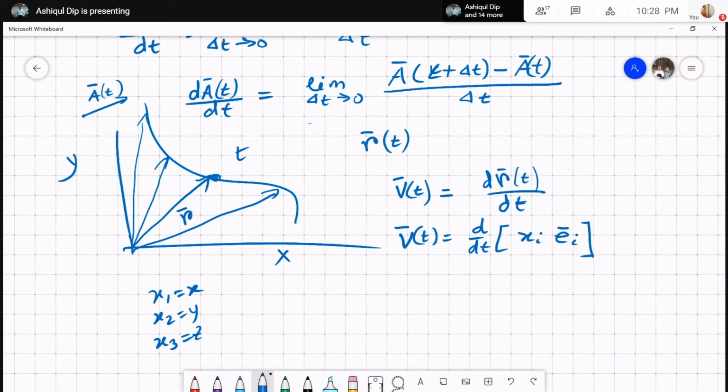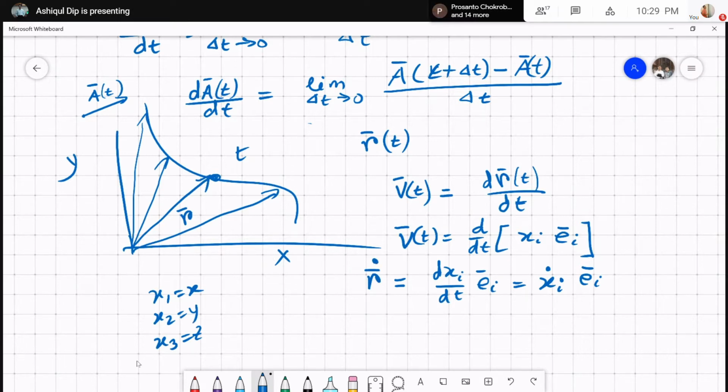Sum over i. So in Cartesian coordinates, your ei do not change over time or position. So the derivative of that is not necessary; that's zero simply, and we are left with this thing. We can write it as xi dot, where by single dot we mean time derivative. Sometimes we write it as r dot.